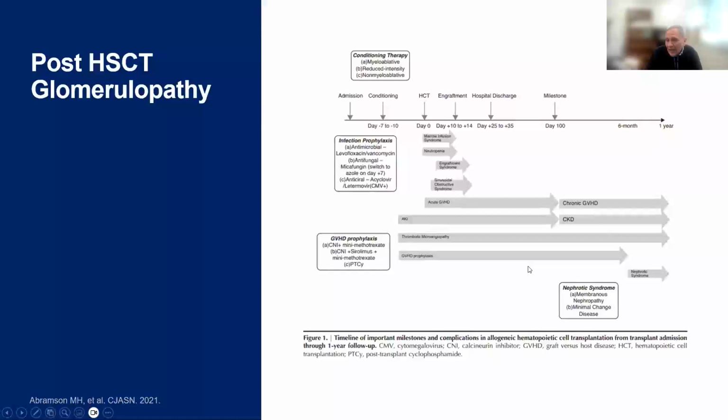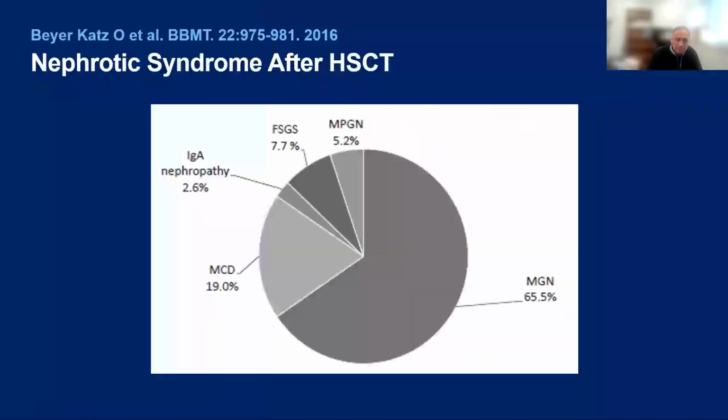And after stopping GVHD prophylaxis, something that we see sometimes is a nephrotic syndrome. That can present either as a membranous nephropathy or as a minimal change disease, which are the most common ones. So we see all the spectrum of kidney diseases in these patients from the very beginning until later on. We see proteinuria and glomerular involvement later on in the game, usually associated with the patient having stopped the GVHD prophylaxis.